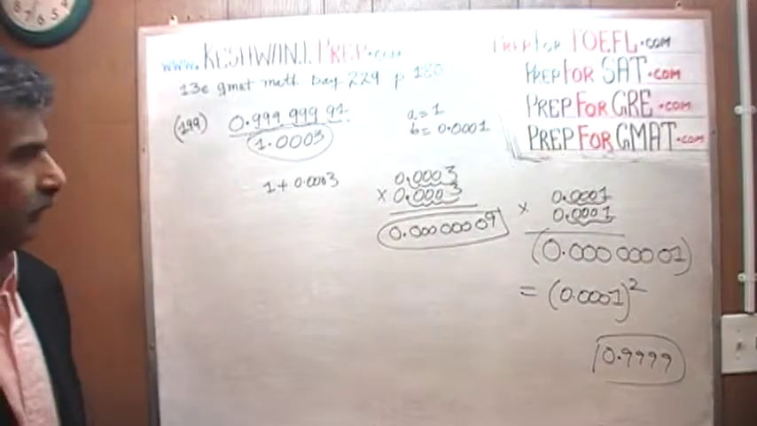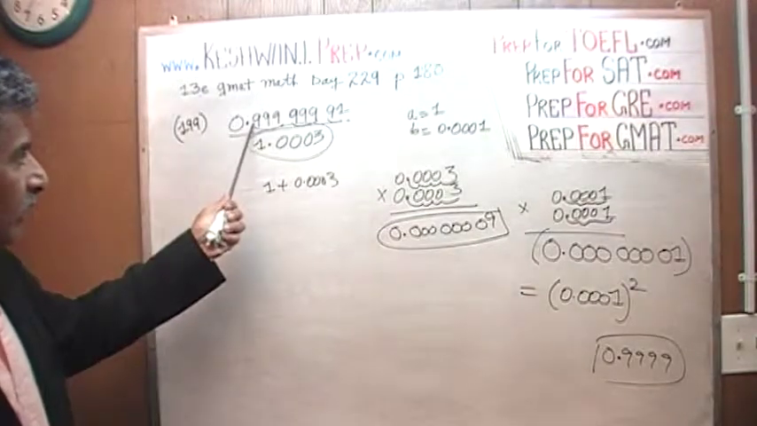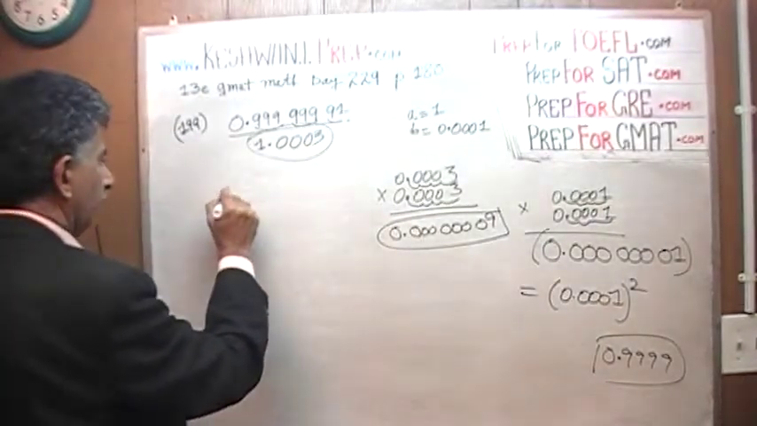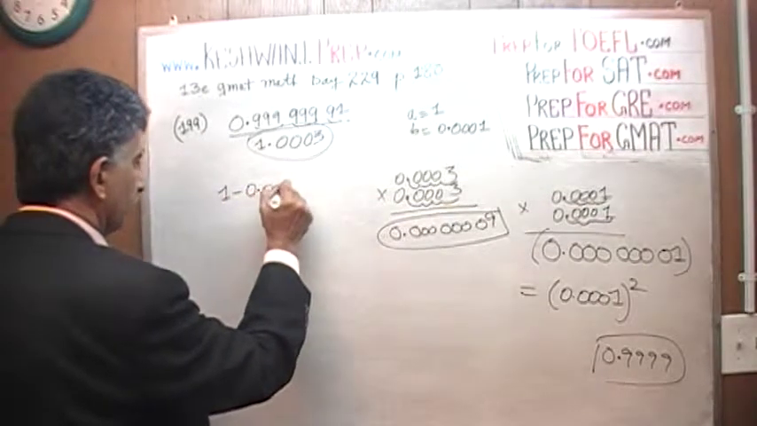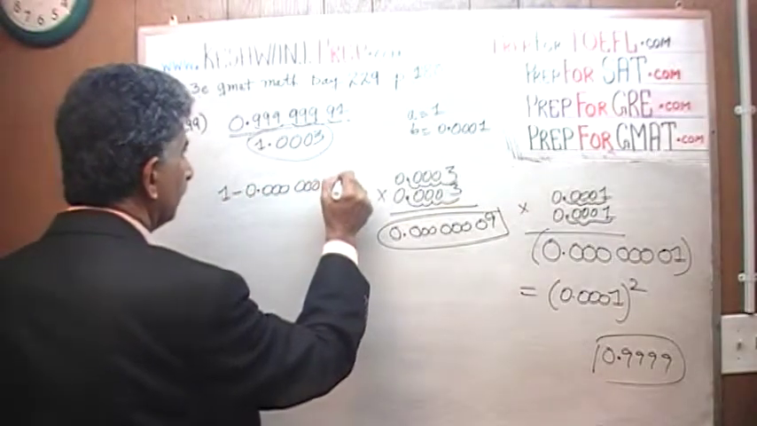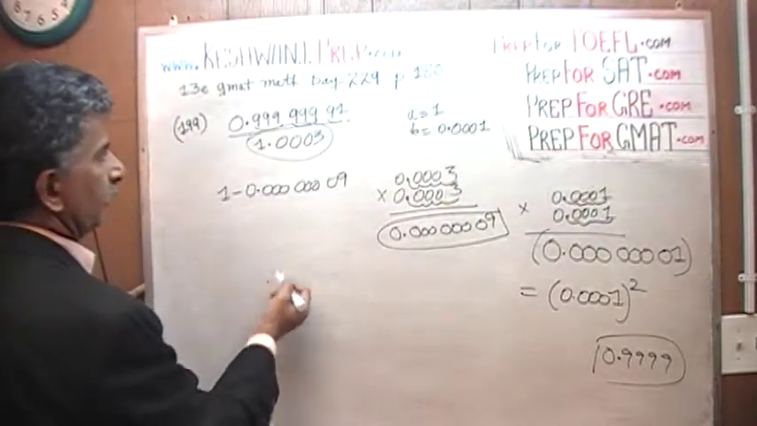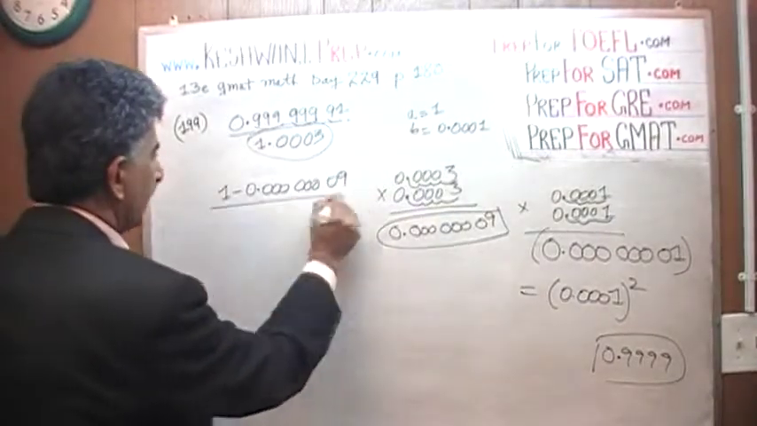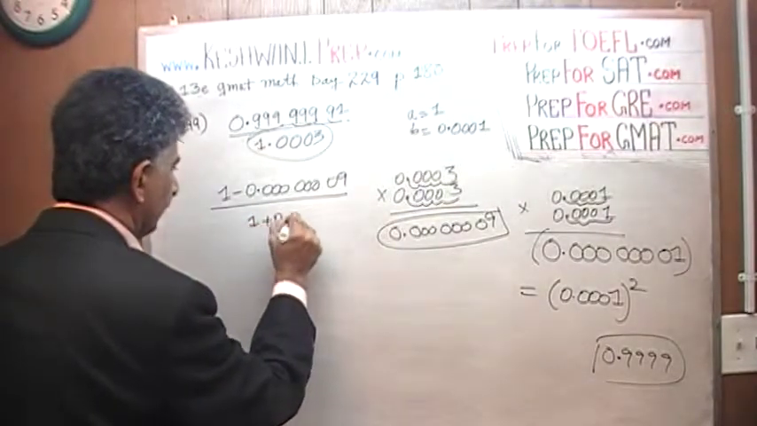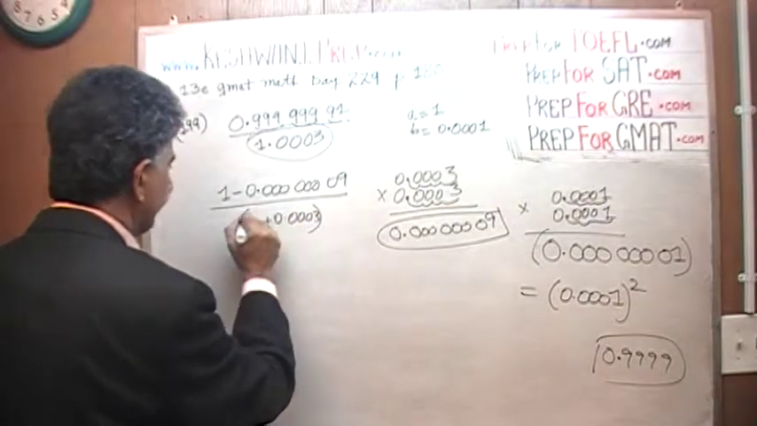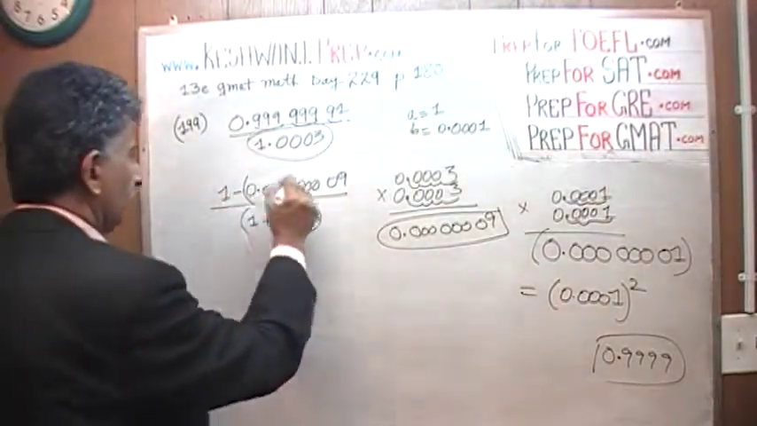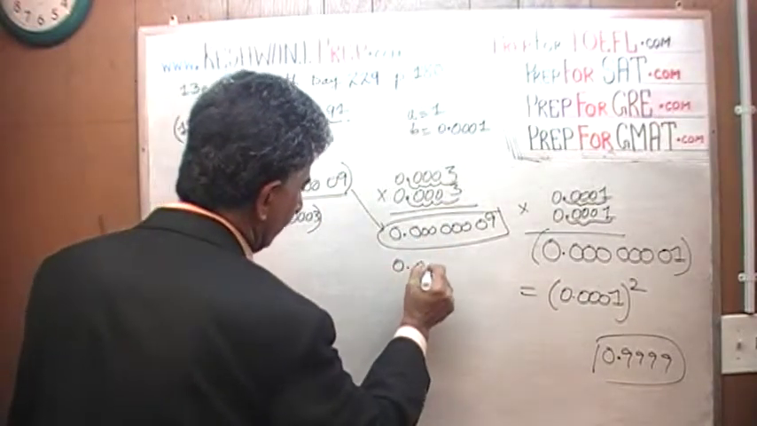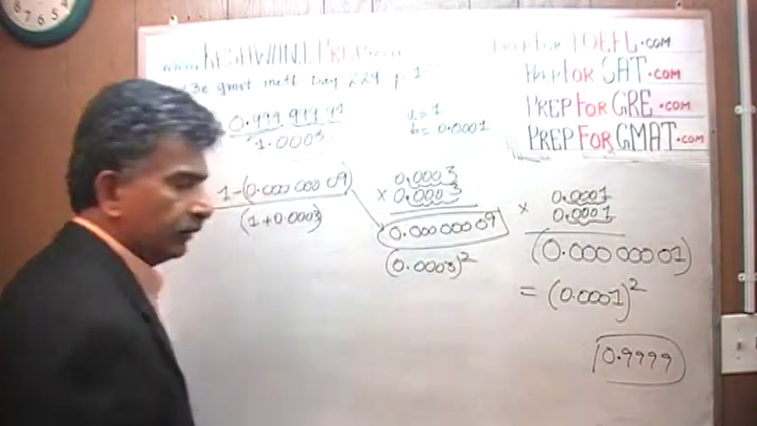But where does that come from? That's going to come from subtracting 1 from this guy. So the top part, let's start then. The top part can be written as 1 minus 0.00000009. Voila. You see, because it's 91. If you subtract 91 from 100, you end up with a 9. And the bottom part we have 1 plus 0.0003. And this part that we see here is simply 0.0003 squared.